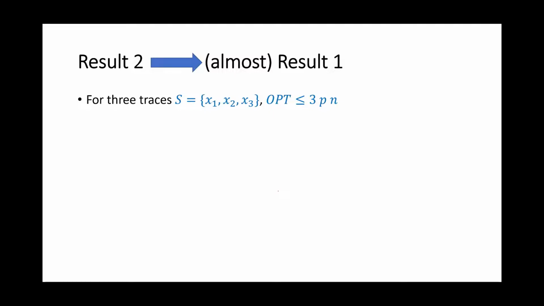So for 3 traces, x1, x2, x3, the opt value is at most 3pn. Why? Because p is the noise parameter. So with high probability, each of the traces is of distance at most pn from x. Again, there will be some 1 plus delta factor, but for simplicity, I will ignore that term throughout the whole talk. And thus the objective value from x is at most 3pn. Then obviously opt also has to be at most 3pn.